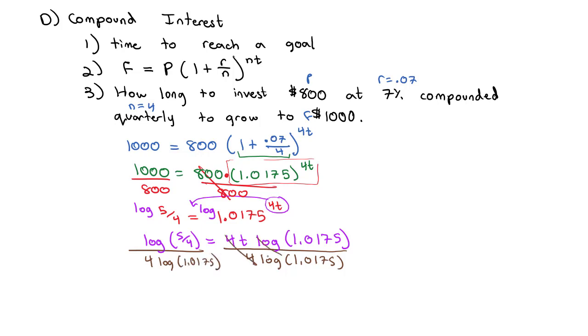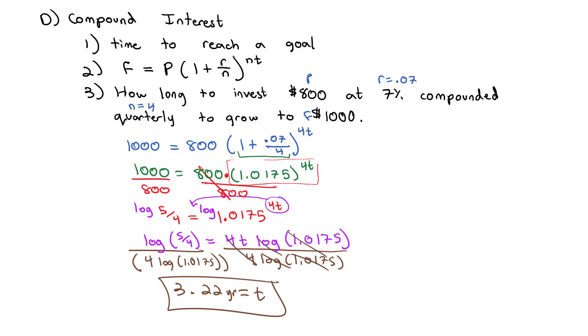So the 4's are gone, the logs are gone, and we're just left with t equals. I'm going to be very careful as I put this in my calculator because there's multiple things happening in the denominator. I have to put an extra set of parentheses around the denominator. Also make sure I close the parentheses on my logs, and what I find is the time is 3.22 years, basically 3¼ years because it's compounded quarterly. It will take for that $800 to grow to 1,000.